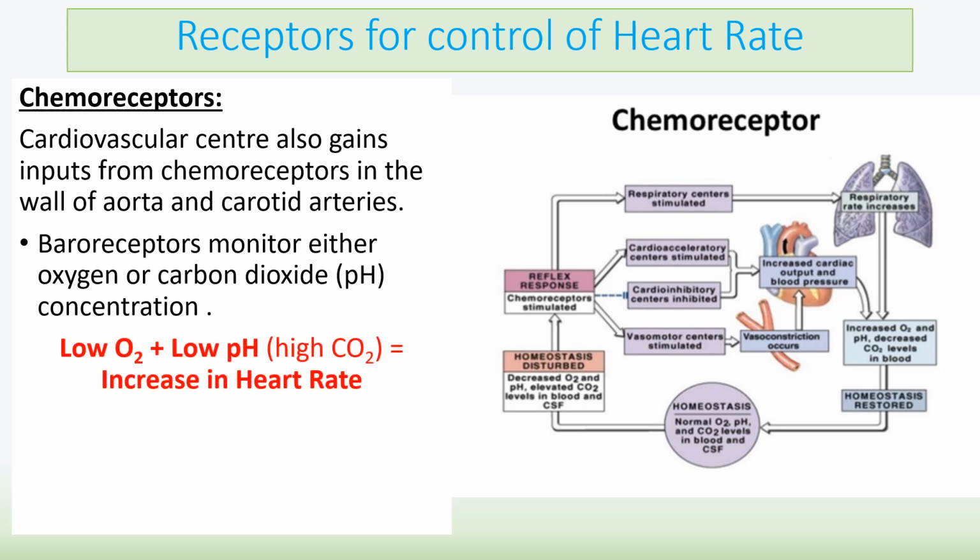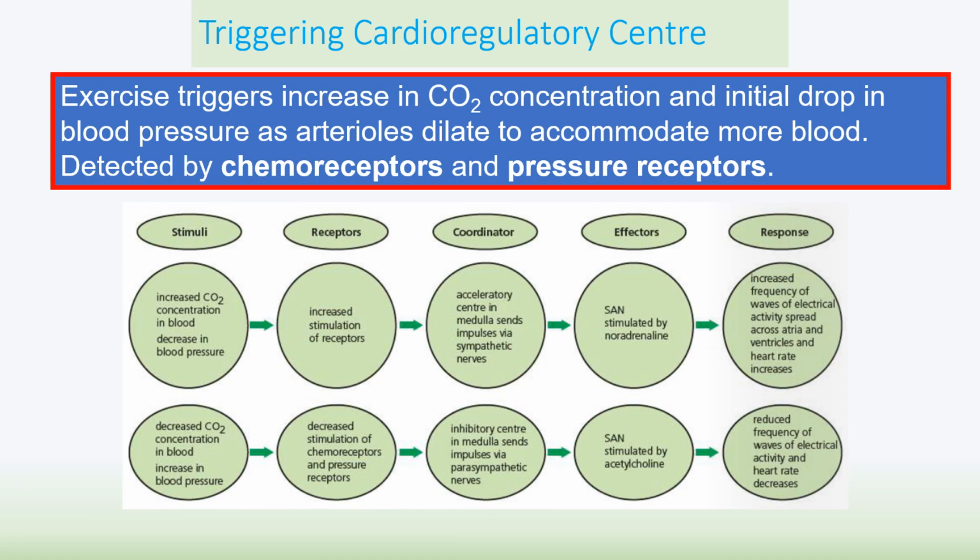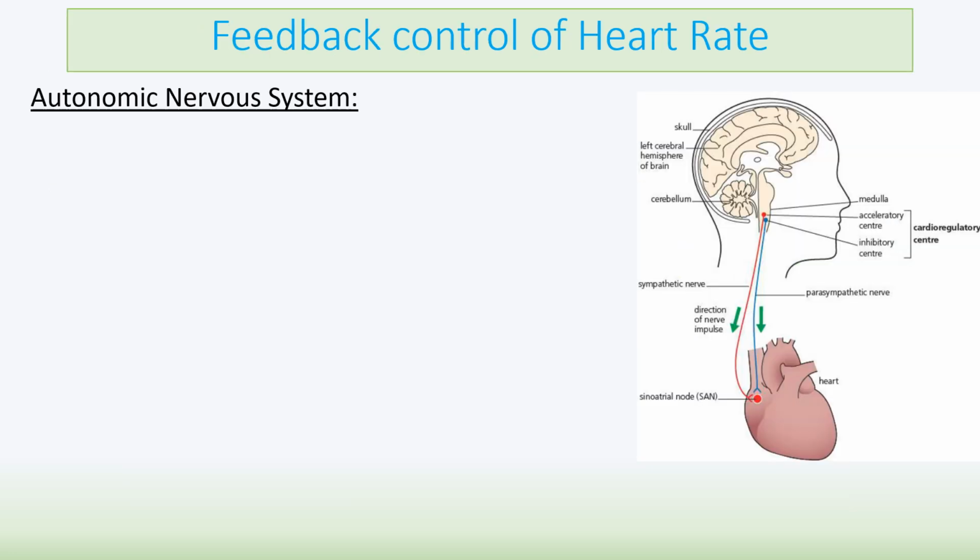But for the course, you do need to know that a low oxygen level and a low pH, which is caused by the high carbon dioxide, increase heart rate, and a high oxygen level or a higher pH, which means you've got less carbon dioxide, will decrease the heart rate. So exercise will increase that carbon dioxide concentration, and the blood pressure will initially drop, which will trigger the heart rate to increase. So how does this then work?